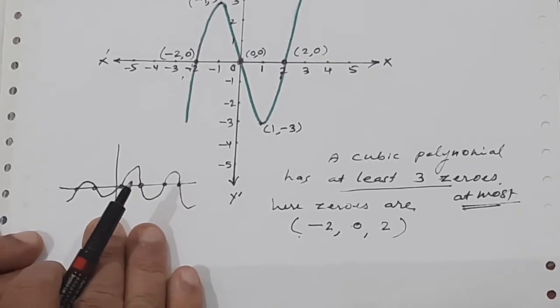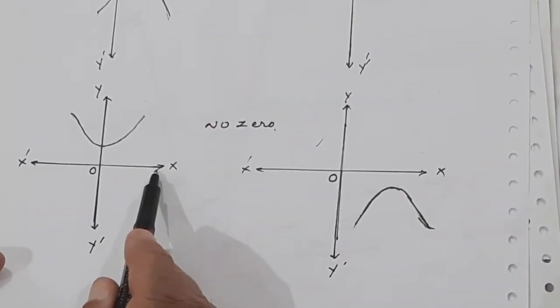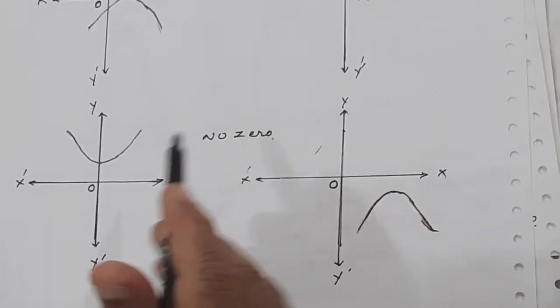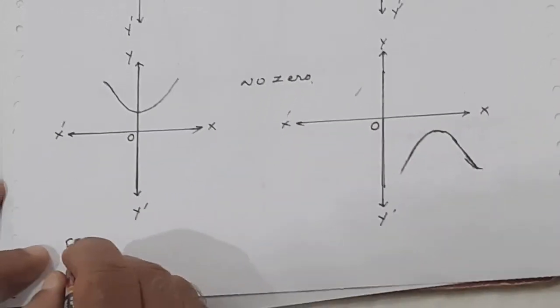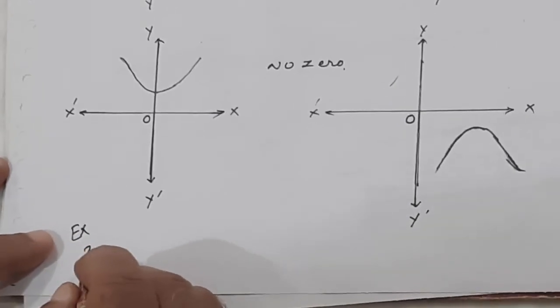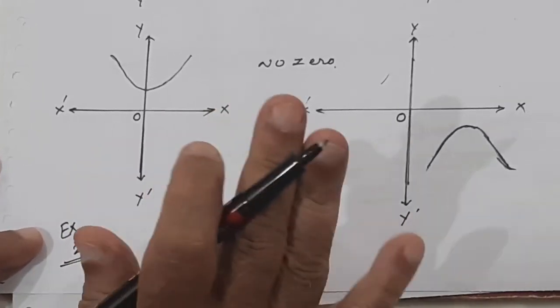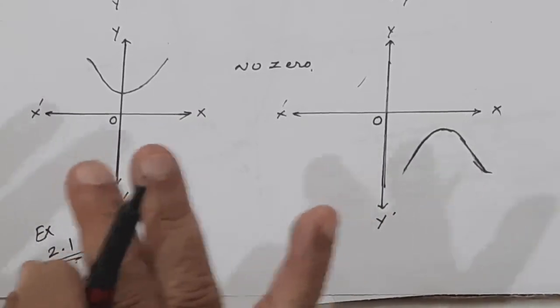And if it is not intersecting the x-axis, no zero. So you solve exercise 2.1 from your textbook. That is based on this. Only you have to find the number of zeros.